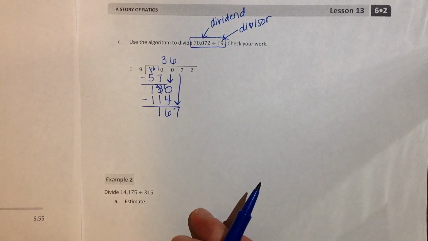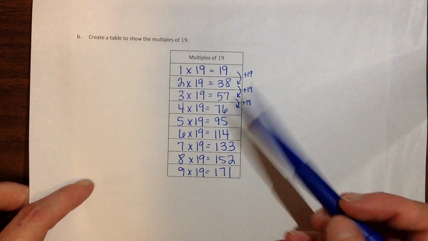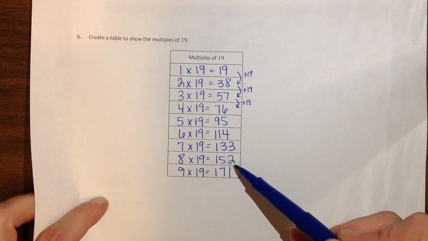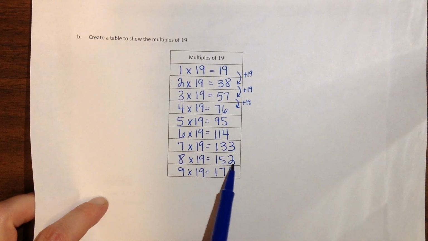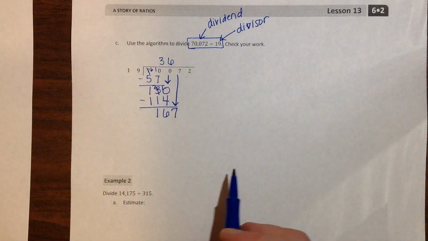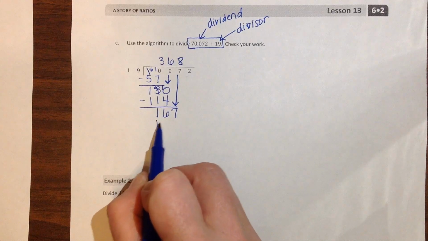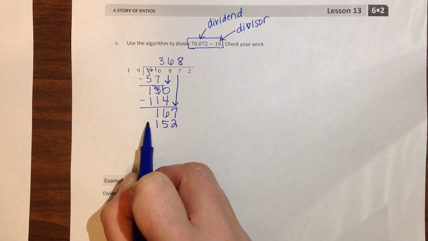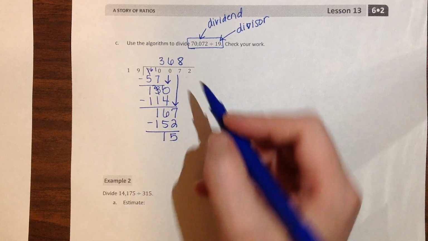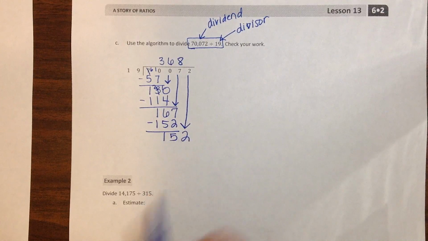Now we have 167. Flip back to your multiples of 19 chart. How many times can 19 go into 167 without going over? The closest we can get is 152 with multiplying by 8. So it's going to go in there 8 times. 8 times 19 is 152. When we subtract that, we get 15. And if we bring down our very last place value, we get 152.